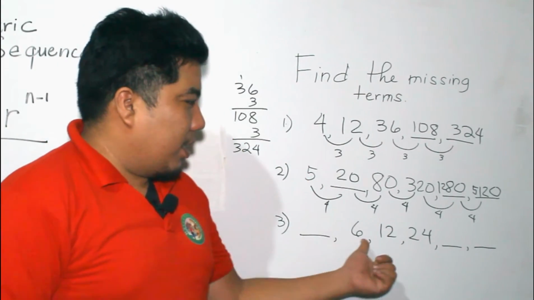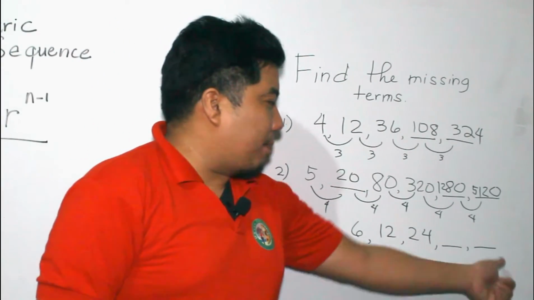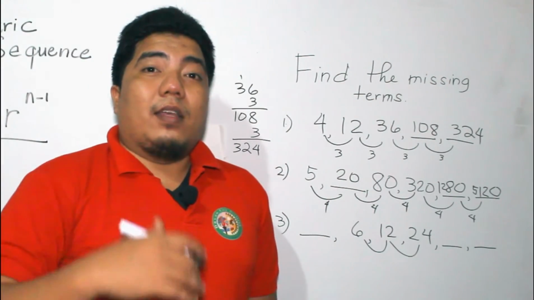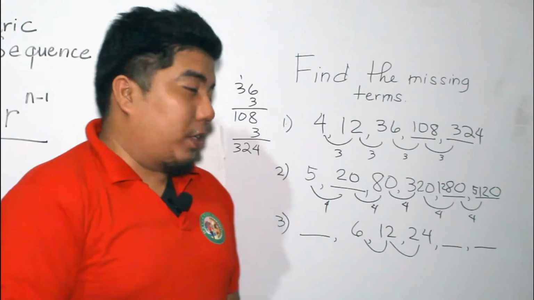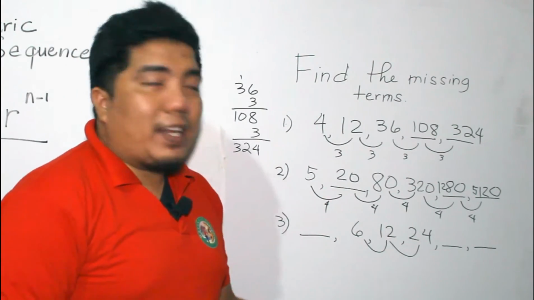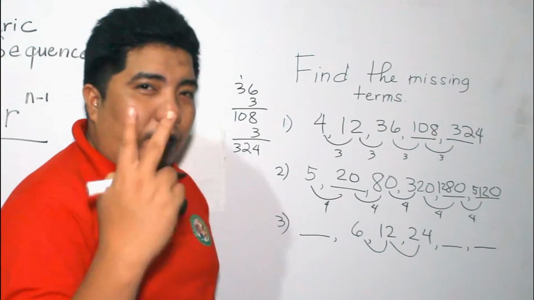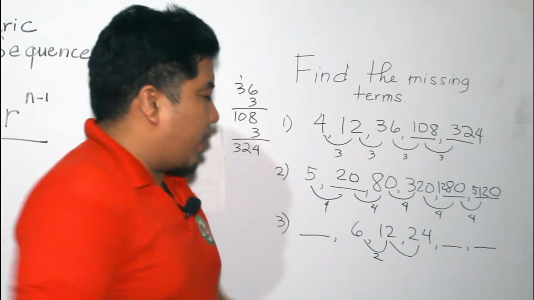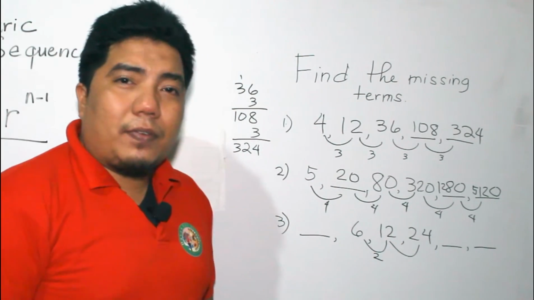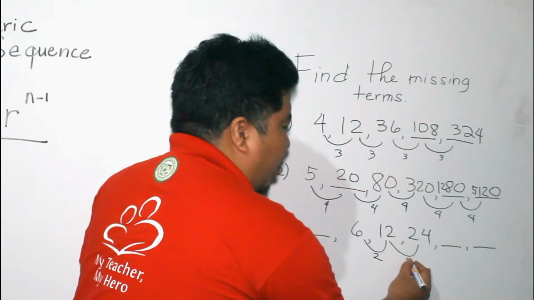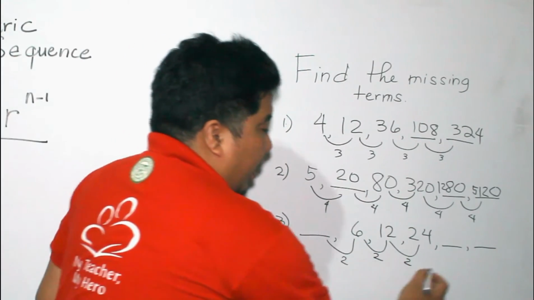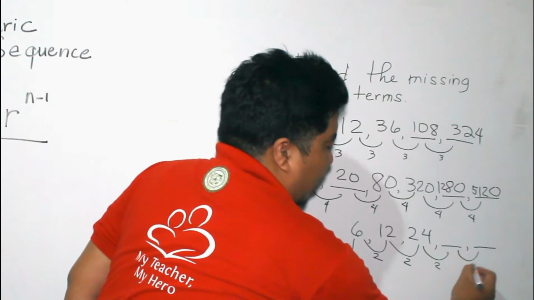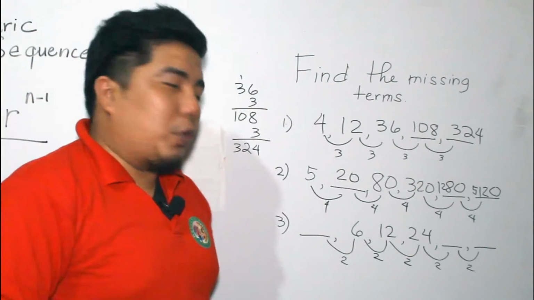Now, let us go to the third example. We have blank, 6, 12, 24, blank, blank. Okay, we should get the quotient of the two pairs. Okay, so 12 divided by 6, that is, very good, 2. Now, let's try here. 24 divided by 12, that is 2. So, therefore, let's consider that the pattern is 2. The common ratio is 2.